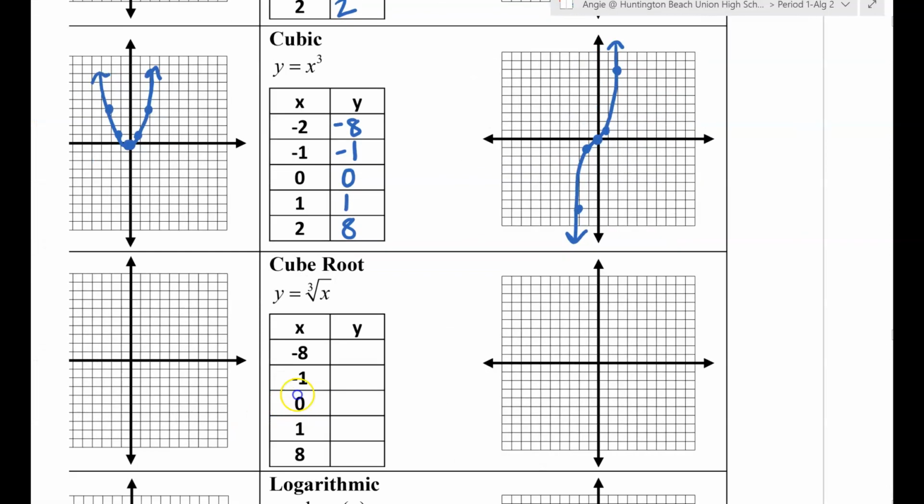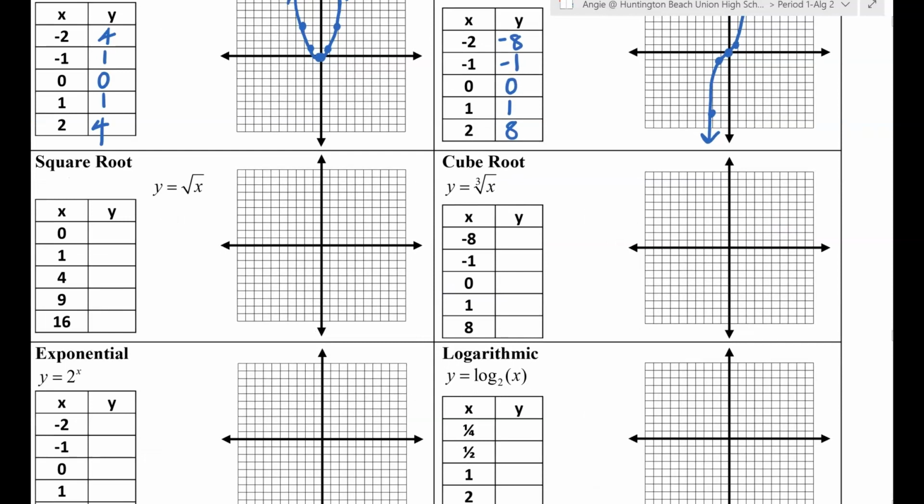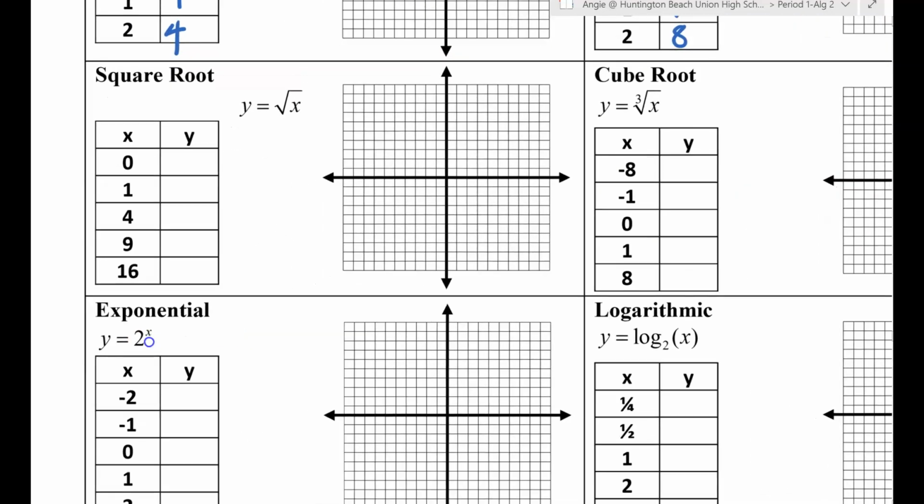Next is going to be the square root. Remember, under the square root, you cannot have negative numbers. So make sure we start with the smallest number, which is 0. Square root of 0 is 0. Square root of 1 is 1. Square root of 4 is 2. Square root of 9 is 3. And then 16 is next. Remember, this is the one that looks like the eyebrow curve.